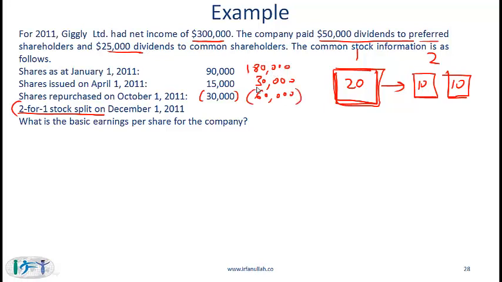To figure out the weighted average number of shares outstanding, we need to do the following. Initially, the company had 180,000 shares outstanding, and these were outstanding from 1st January to 31st March, which is 3 months out of 12. So we say 180,000 for 3 months out of 12. And then 30,000 new shares, this is based on our split, were issued.